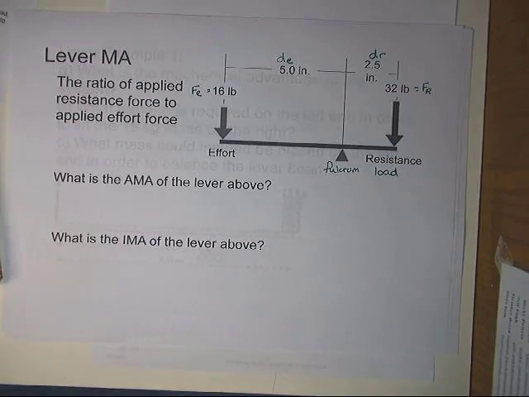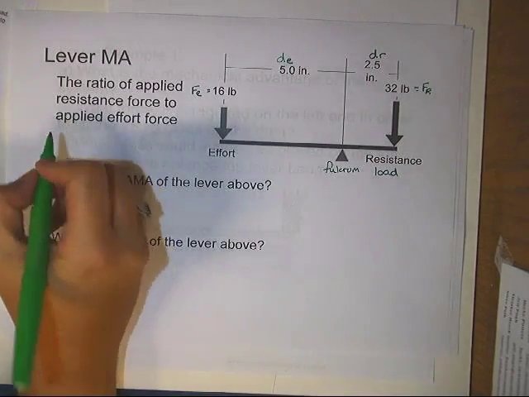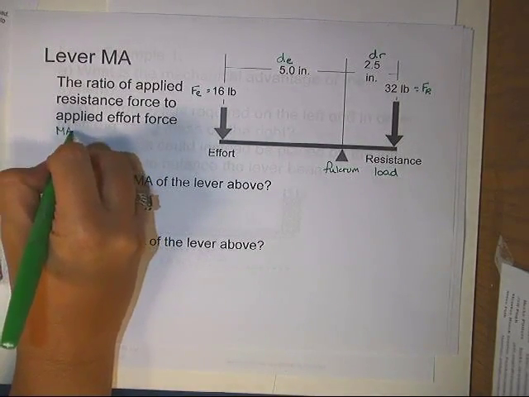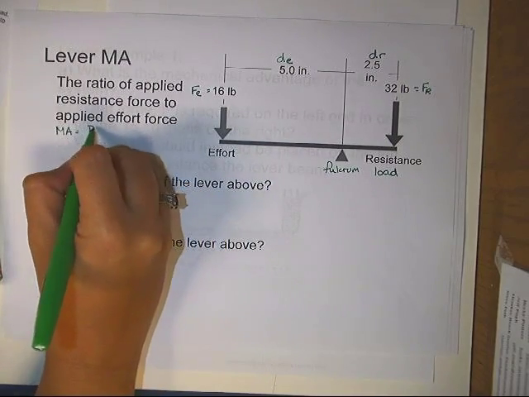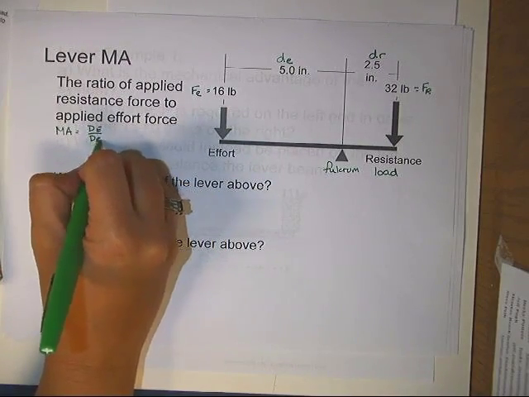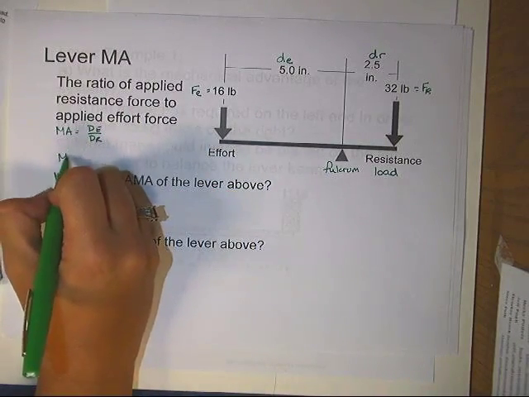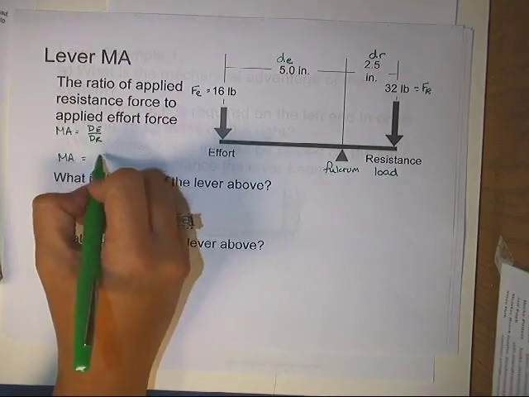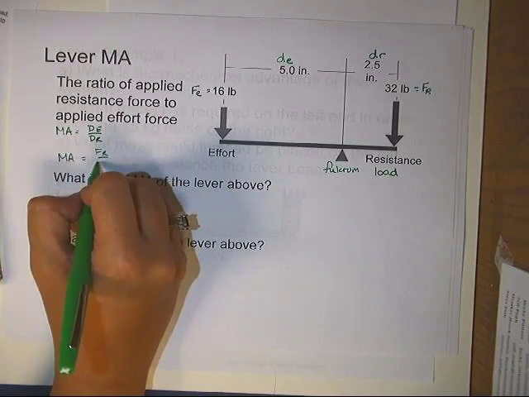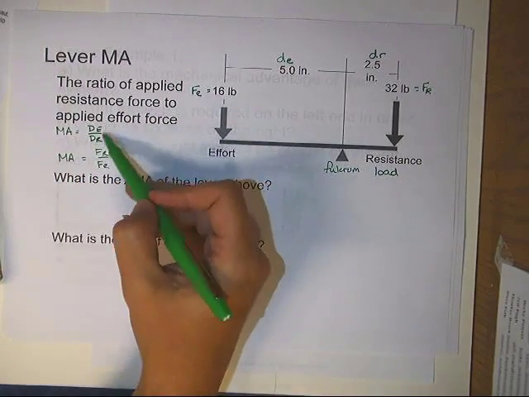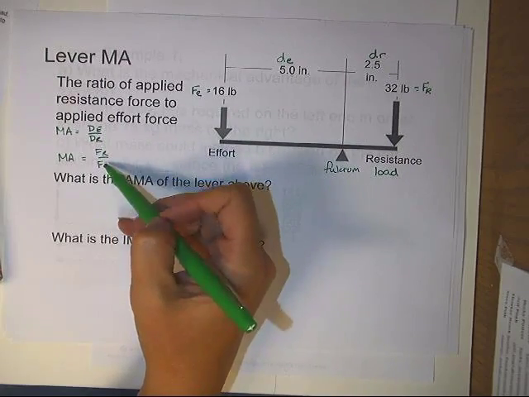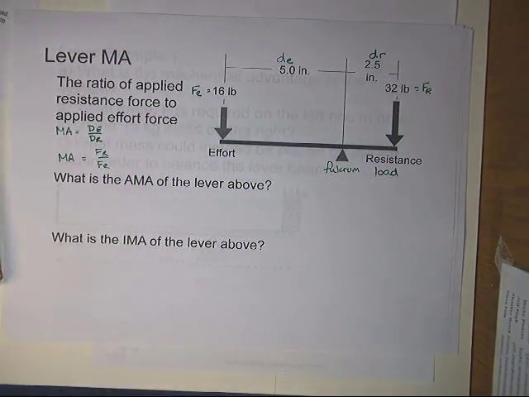Okay, now you need to write out the formulas we need. We have MA equals dE over dR. That's the distance to the effort over the distance of the resistance. And we have MA equals the FR over the FE. Do notice these are swapped, the R and the E on each one of these, so you get them in the right order. We don't need to worry about which one is the ideal and the actual, because we're going to assume that all of these are 100% efficient.